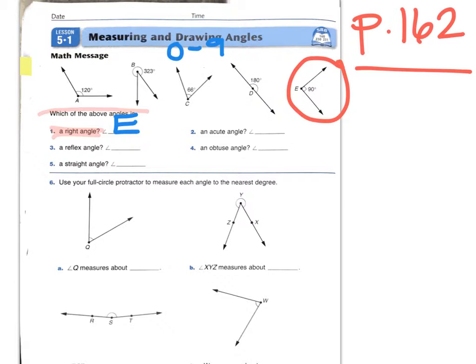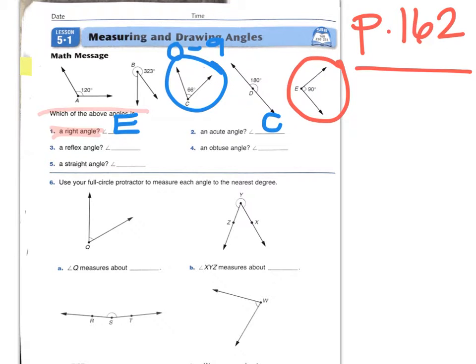Number 2, which of the above angles is an acute angle? Acute angles are any angle that measures less than 90 degrees but more than 0 degrees. Obviously 0 degrees we don't have anything, so anything that is between those two numbers, which leaves us with C, is our acute angle.